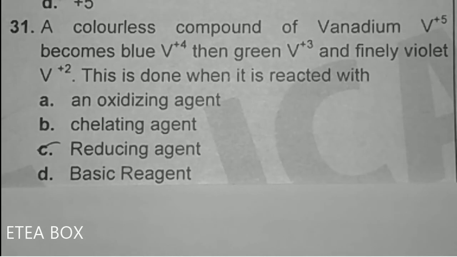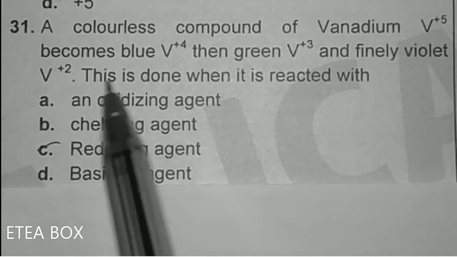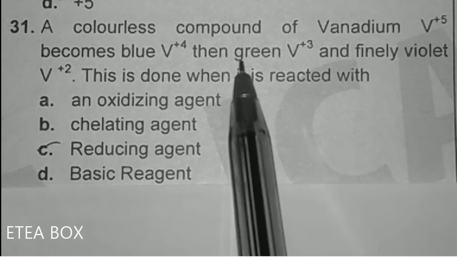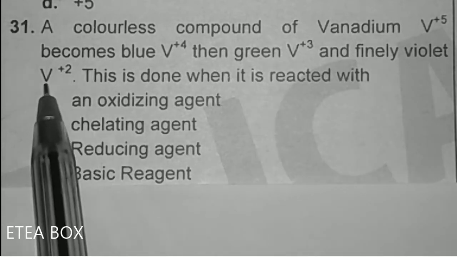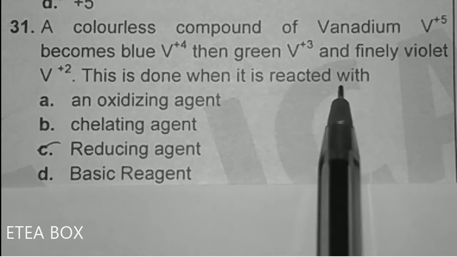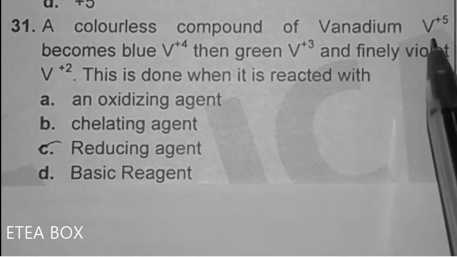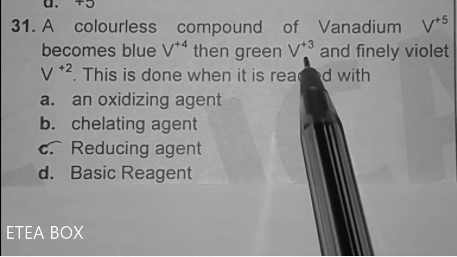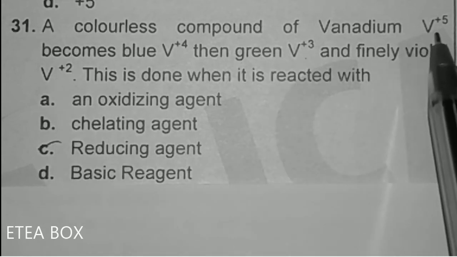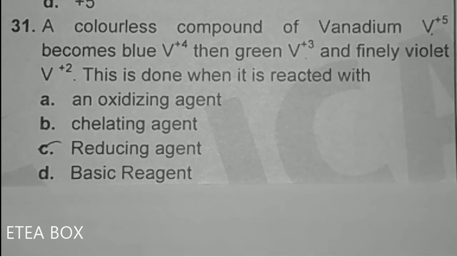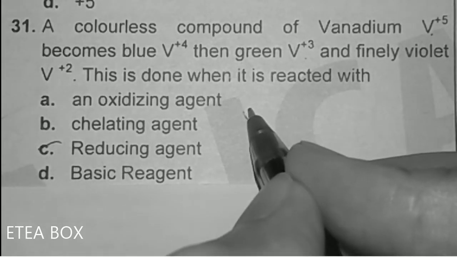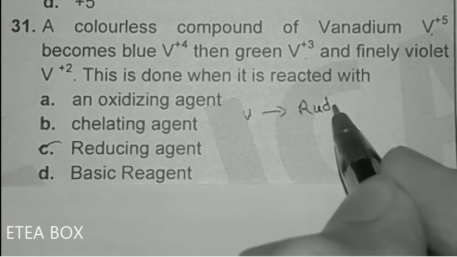A colourless compound of vanadium plus 5 gives blue vanadium plus 4, then green vanadium plus 3, and finally violet vanadium plus 2. This is done when it is reacted with... Now look here, from plus 5 to plus 4, then to plus 3, and then to plus 2. It means that vanadium plus 5 has gained electron. It means that in vanadium reduction has occurred.